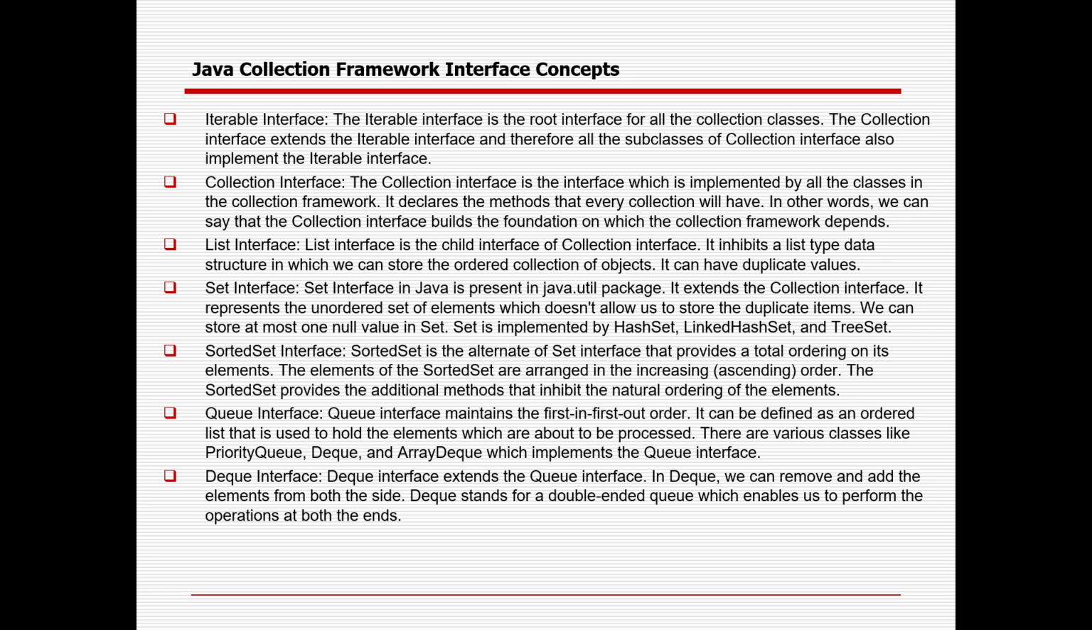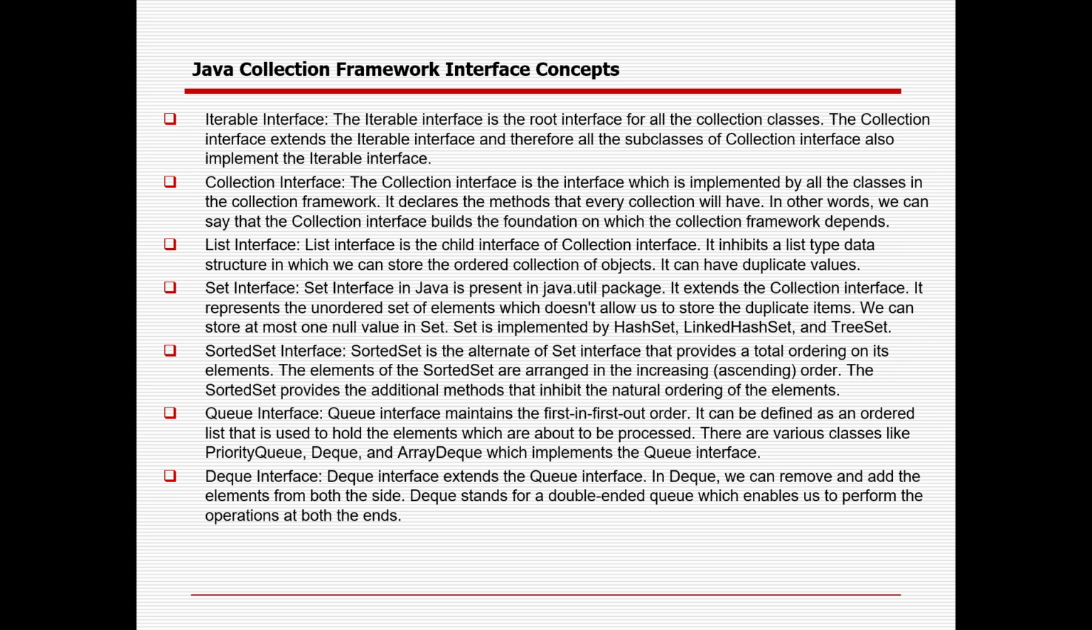Like Set and SortedSet, Set can have one null value. If you have multiple null values, it will still consider only one unique null value. And SortedSet will follow that unique value and, apart from that, will also have ascending order sorting. Queue is nothing but first in, first out order, right? Whatever way you add elements, they will be ordered first in, first out. It can be defined as an ordered list that is used to hold the elements which are about to be processed. Deque is nothing but a double ended queue; I mean, on both sides you can add data and on both sides you can remove data.